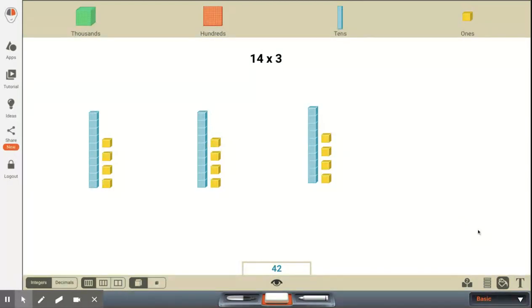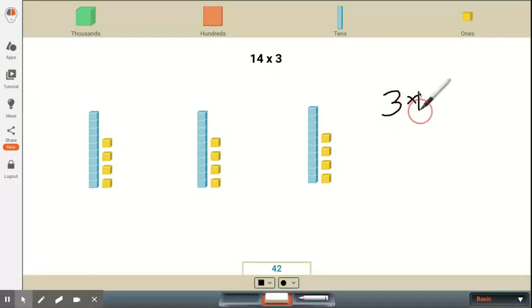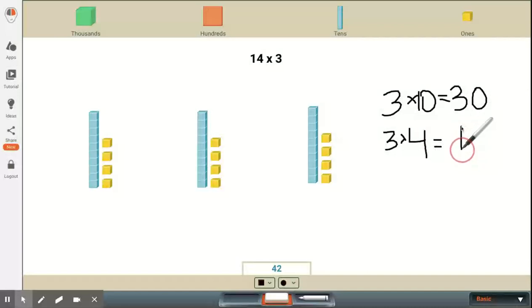So looking at my 10s, I've got 3 groups of 10. And that equals 10, 20, 30. And then looking at my 1s, I've got 4 3 times. So I have 3 groups of 4, right? And if I were to count all of those up, that equals 12.